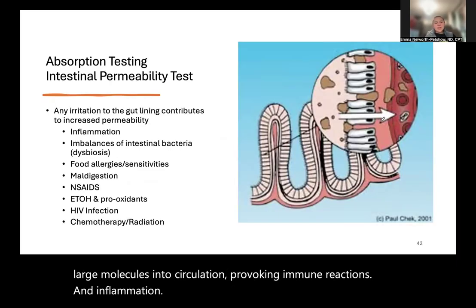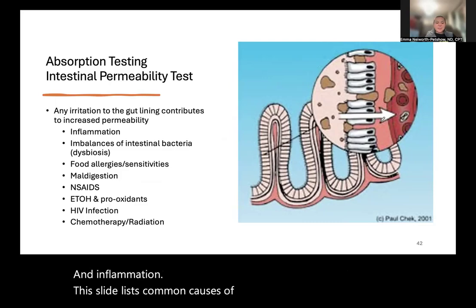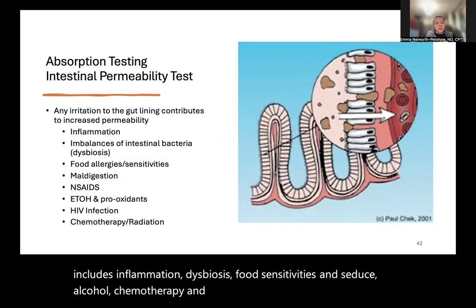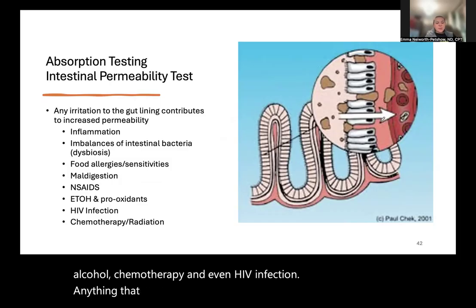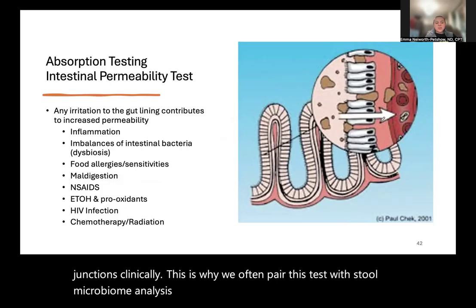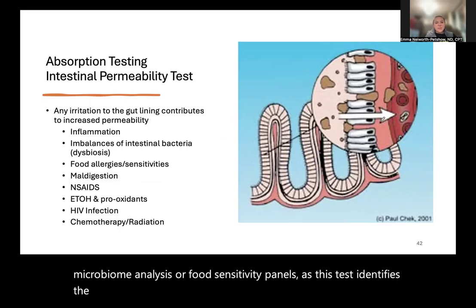This slide lists common causes of increased gut permeability. This includes inflammation, dysbiosis, food sensitivities, NSAID use, alcohol, chemotherapy, and even HIV infection. Anything that irritates or inflames the mucosa can open up tight junctions. Clinically, this is why we often pair this test with stool microbiome analysis or food sensitivity panels, as this test identifies the result, and then we have to go back and determine the cause.